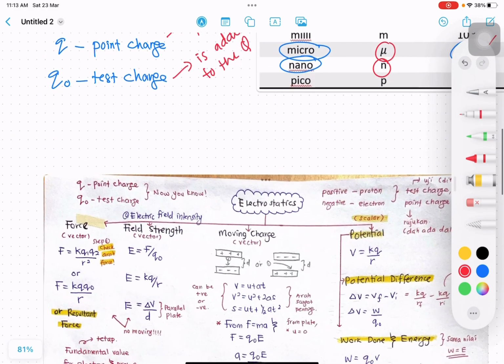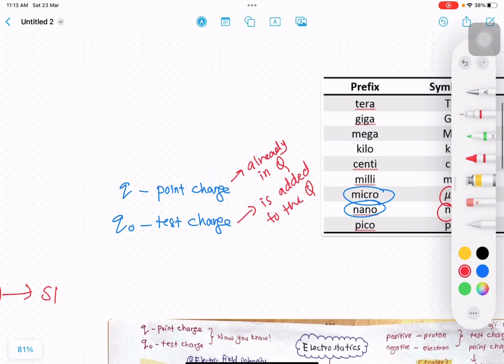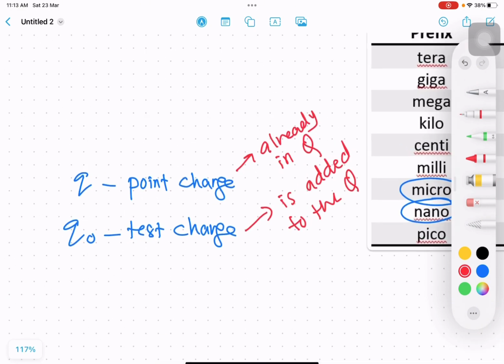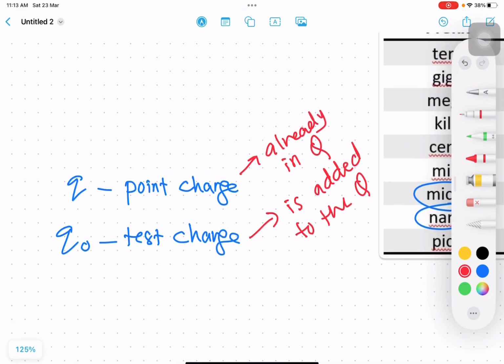So let's jump into the electrostatic. But before that, we are going to know the difference between Q and Q naught. Q is actually the point charge, whereas Q naught is the test charge. What is the difference between these two? For point charge, I write it as PC, and for Q naught, TC, when we discuss it later. The point charge already exists in the question, whereas the test charge is something we add into the question. We want to know what is the force or electric field strength.